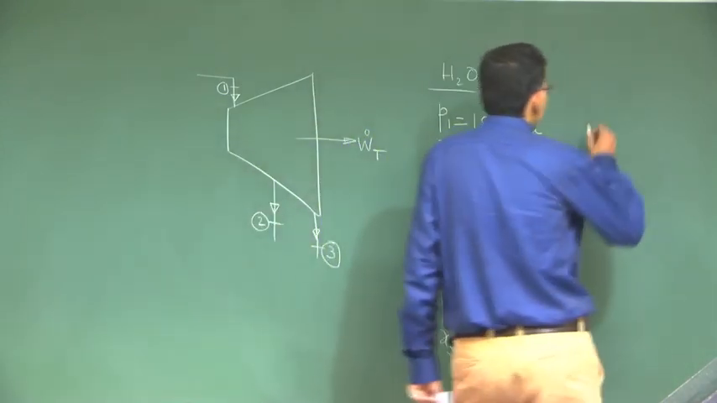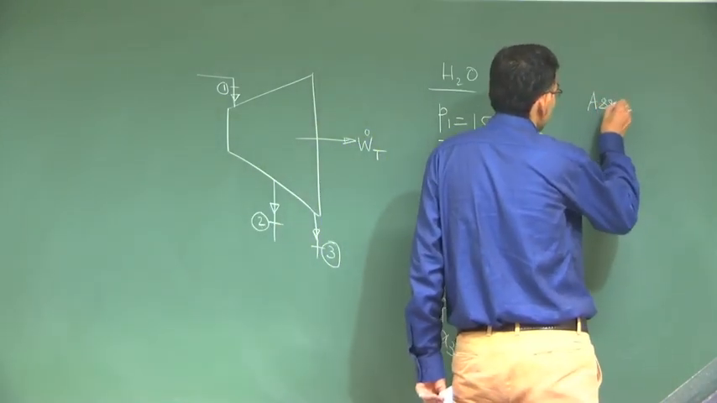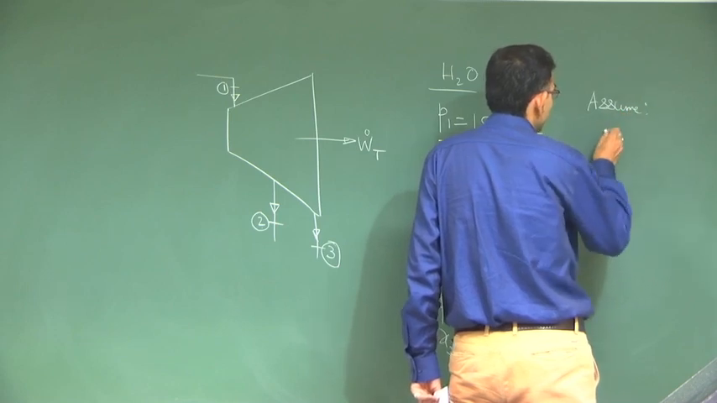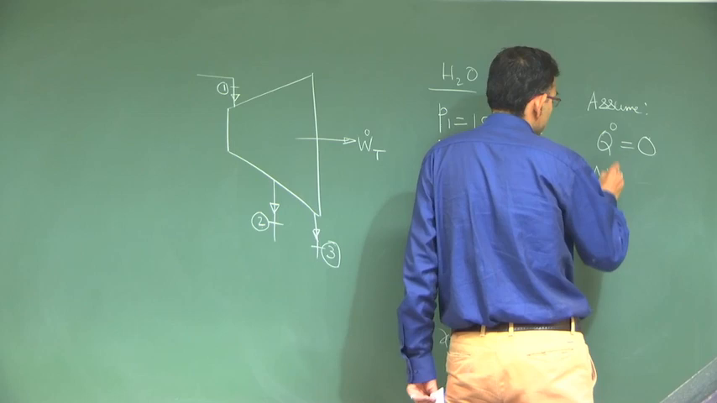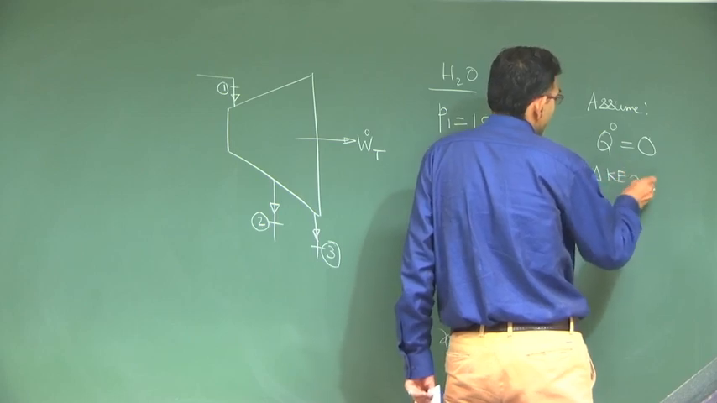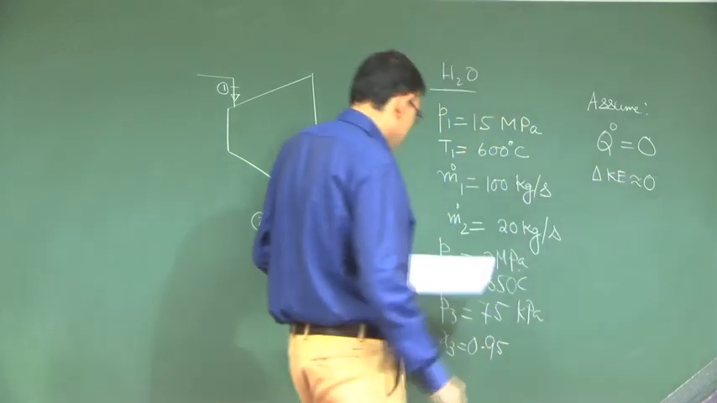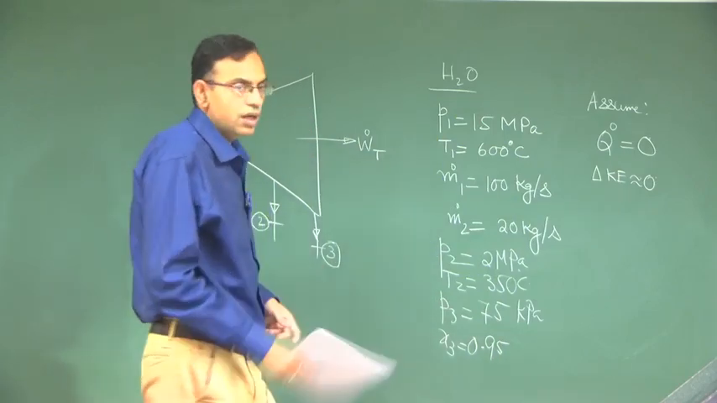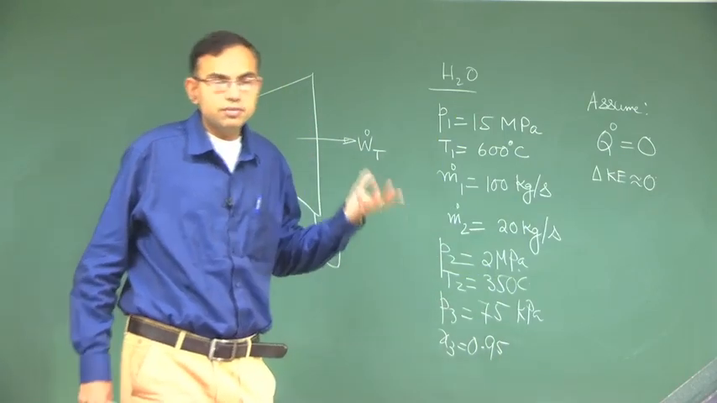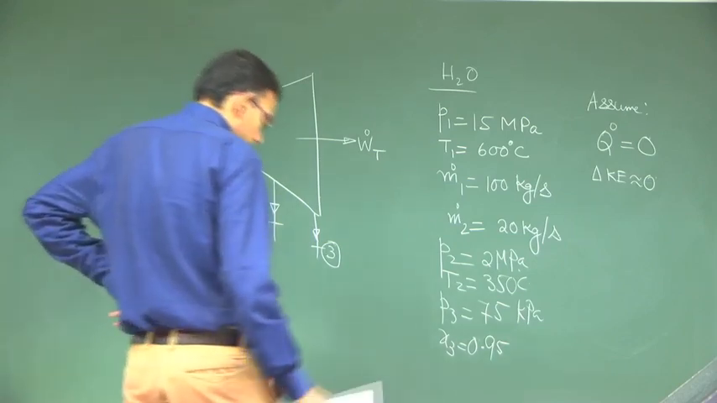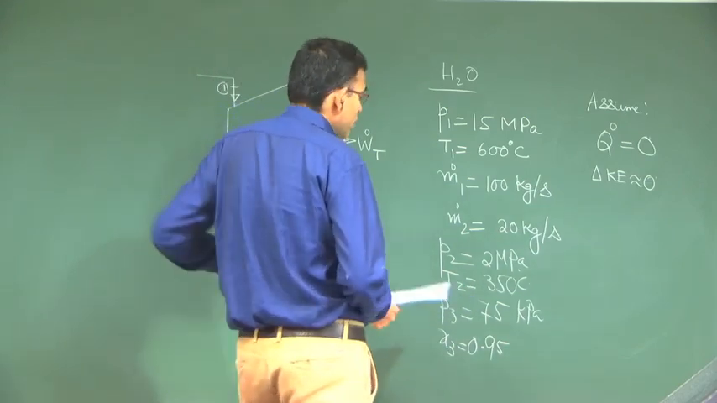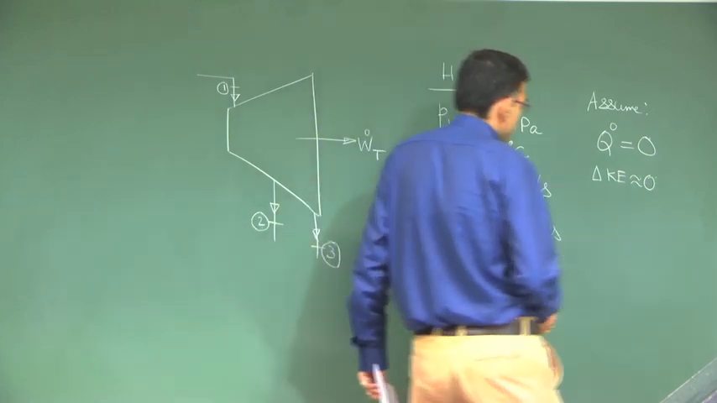so assume change in kinetic energy equal to 0. Change in potential energy we neglect almost for all problems of these types. So, you have to find out the total turbine power output.